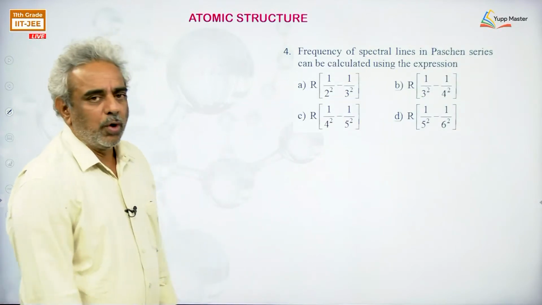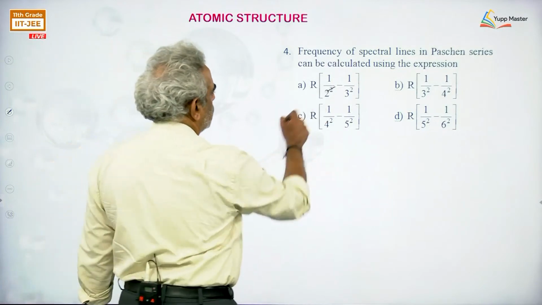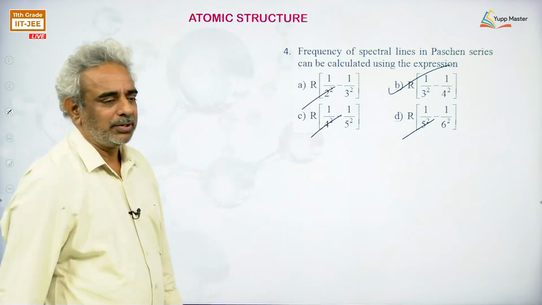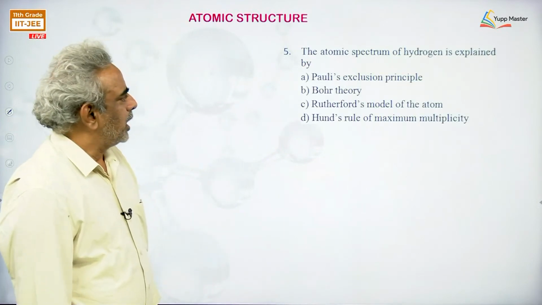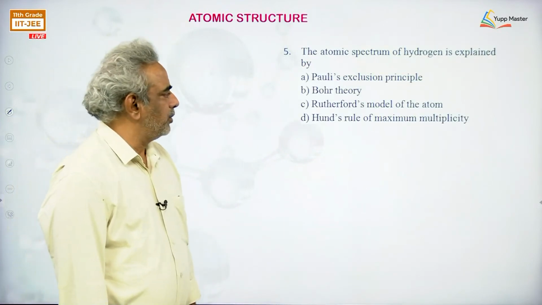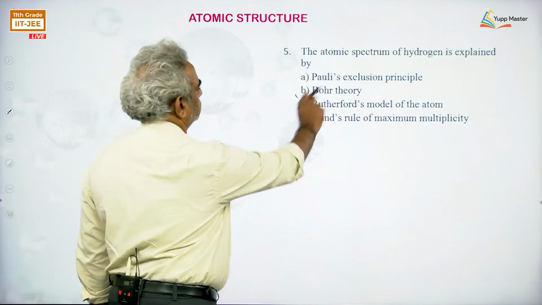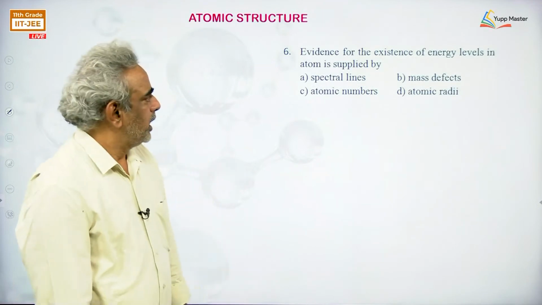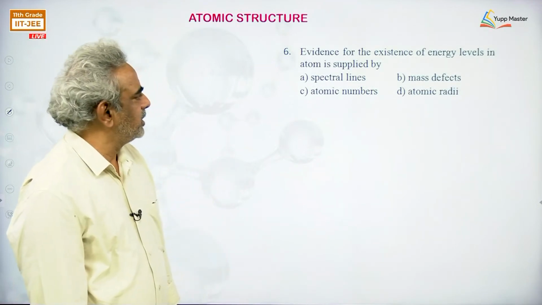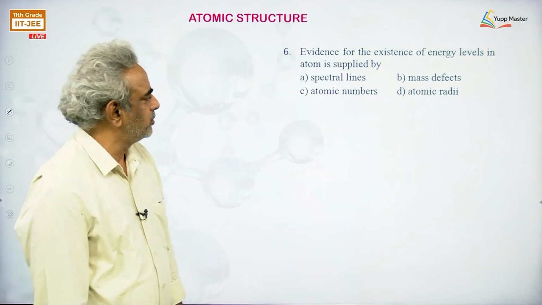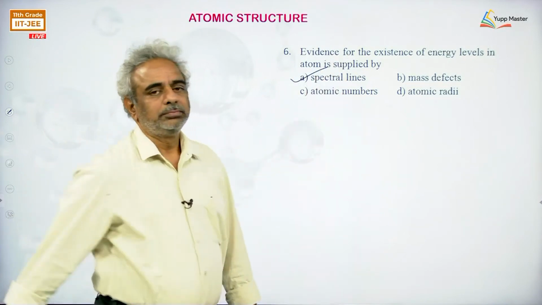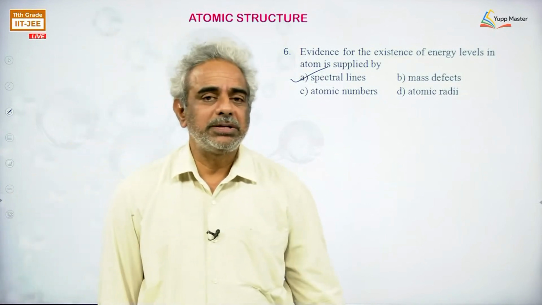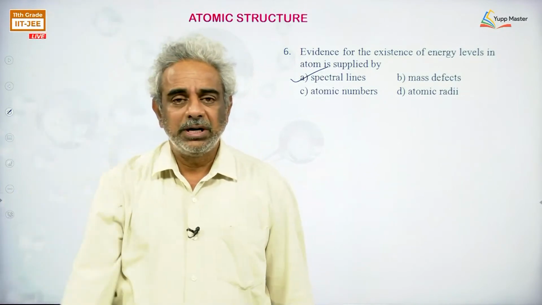Paschen series, lower state should be 3, so the transitions are 4, 5 to 3. Very simple recognition. Atomic spectrum of hydrogen is explained by Bohr's theory, not Rutherford. Evidence for the existence of energy levels in atom is supplied by spectral lines. Spectral lines tell what? Discrete nature. Discrete nature is there, orbits are there, energy levels.